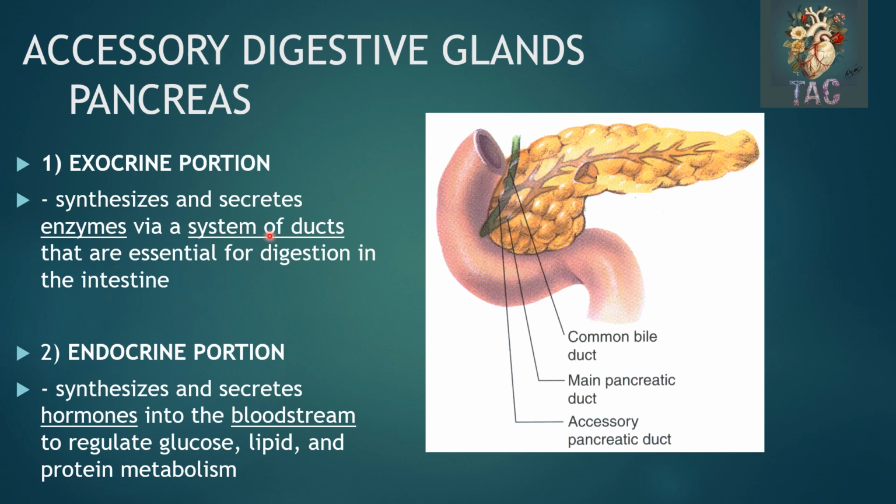So the exocrine portion of the pancreas synthesizes and secretes enzymes via a system of ducts that are essential for digestion and absorption. In this diagram you can also appreciate the common pancreatic duct as well as the accessory pancreatic duct. The function of the endocrine portion is to synthesize and secrete hormones into the bloodstream to regulate glucose, lipid and protein metabolism.